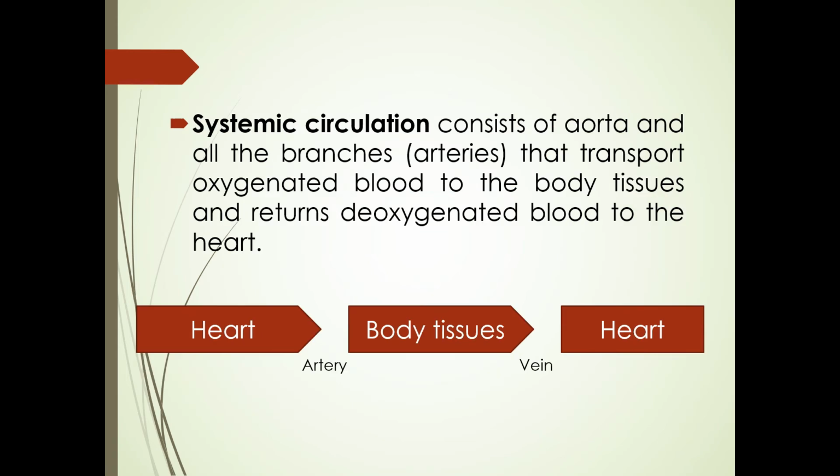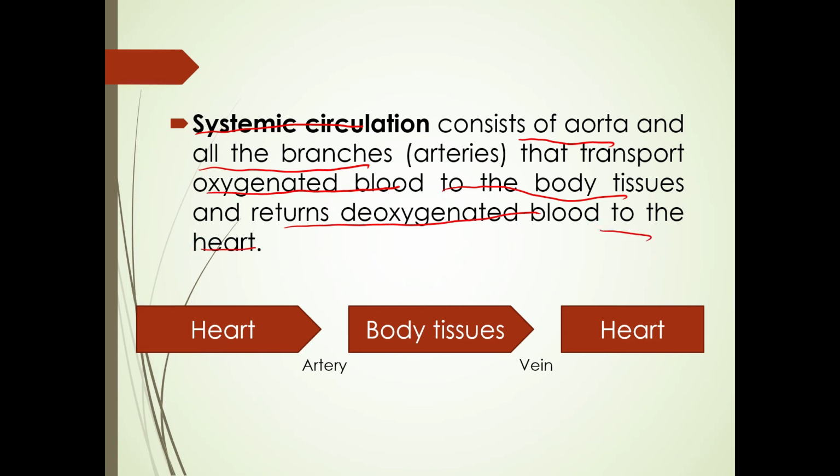So it stops at the heart, and then from the heart it will be pumped to all the body tissue. The systemic circulation consists of the aorta and all the branches that transport oxygenated blood. Remember just now I told you arteries bring the oxygenated blood, veins bring the deoxygenated blood. So it consists of the aorta and all the branches, arteries, that transport oxygenated blood to the body tissue and return deoxygenated blood to the heart.